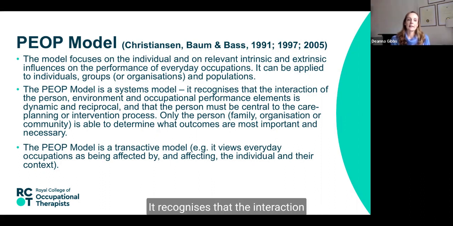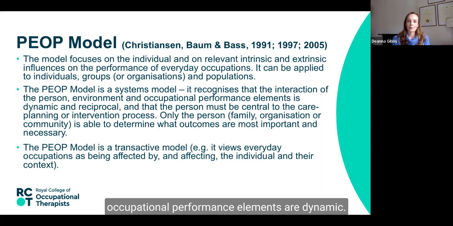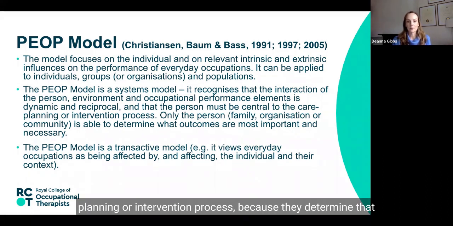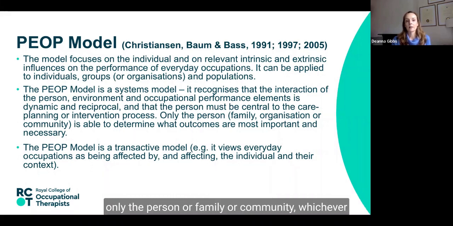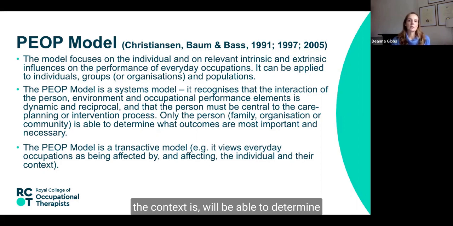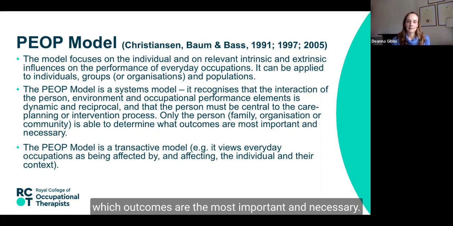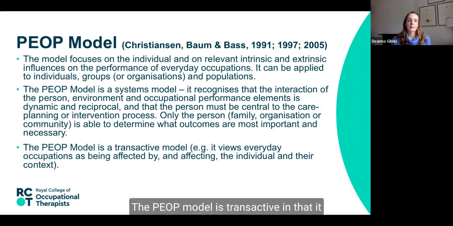It recognises that the interaction of the person, environment, and occupational performance elements are dynamic and reciprocal, but also, in terms of the tenets of occupational therapy practice, that the person has to be central to the caregiving, care planning, or intervention process. Because they determine that only the person, or family, or community, whichever the context is, will be able to determine which outcomes are the most important and necessary. The PEOP model is transactive in that it views everyday occupations as being affected by or affecting the individual and their context.